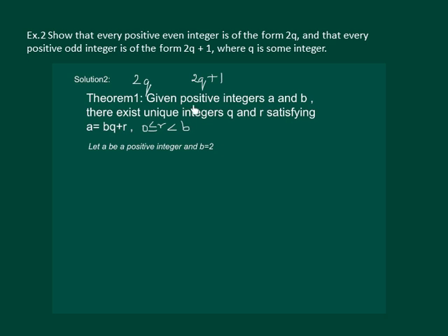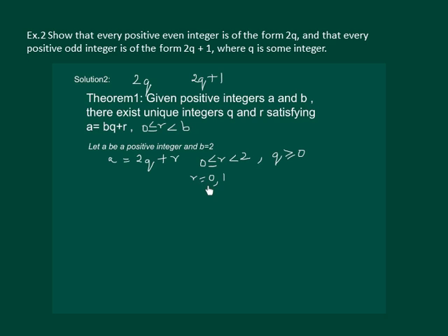Then, by Euclid's division algorithm, we have a equal to 2q plus r, for some q greater than or equal to 0 and r lying between 0 and 2. Why? Because we have assumed b equal to 2. Here q is the quotient which will be greater than or equal to 0. R lying between 0 and less than 2 means r can take value 0 or 1.